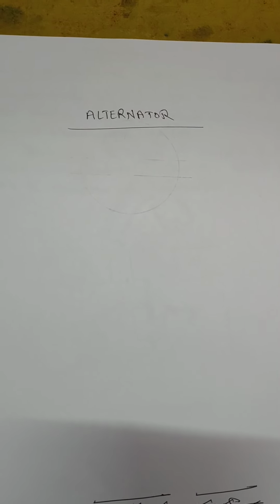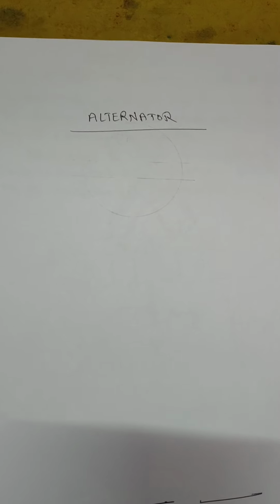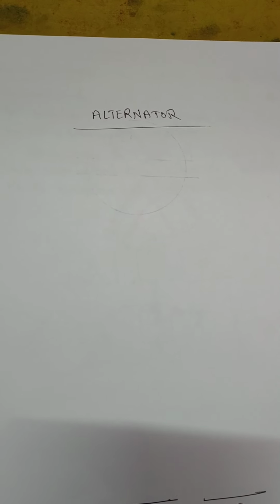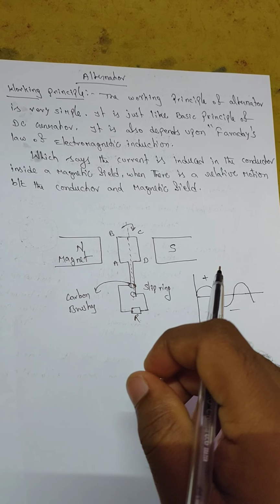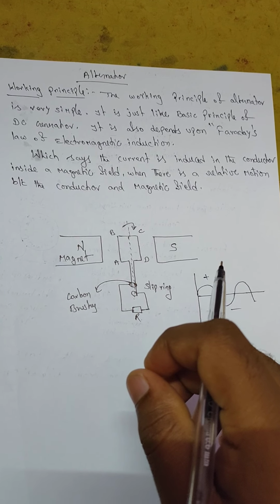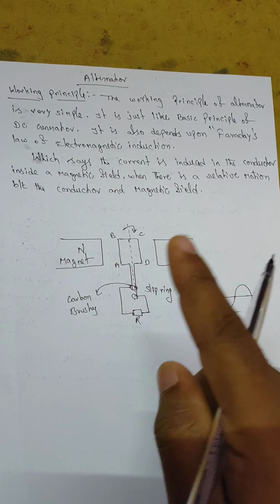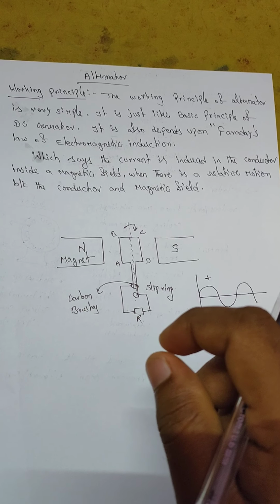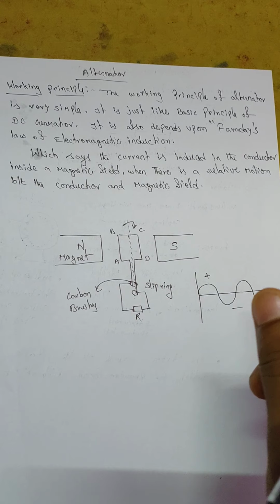Good morning students. Today we are going to discuss the alternator, its working principle and construction. Let's start today's session. The alternator has two other names: synchronous generator and AC generator. First of all, what is a generator? A generator is a device which converts mechanical energy into electrical energy.